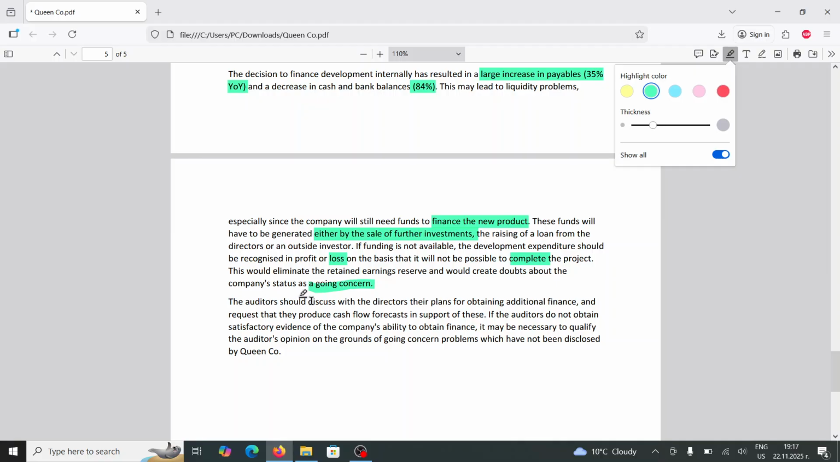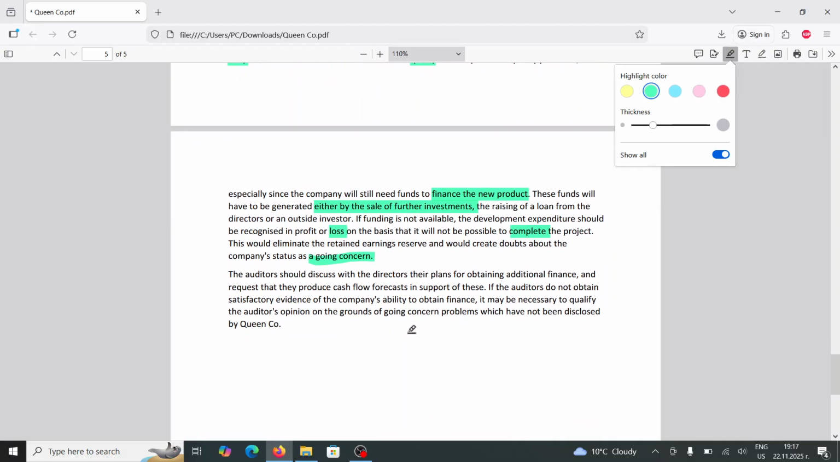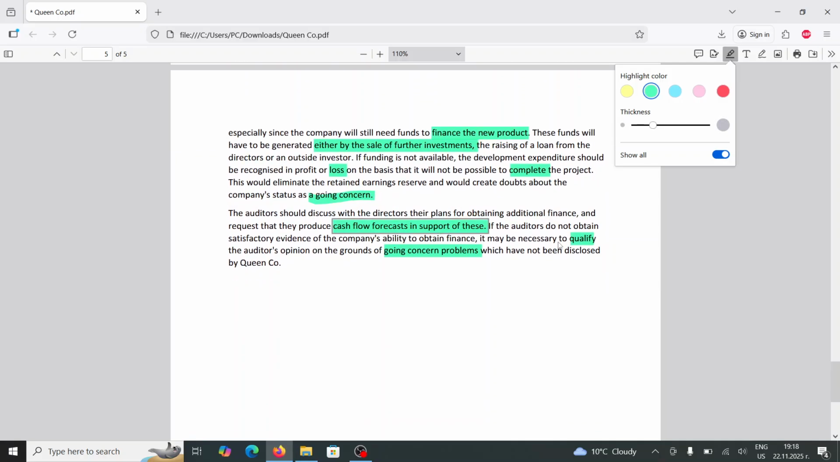And finally, the auditor should discuss with the directors their plans for obtaining additional finance and request that they produce cash flow forecasts in support of these. This is because the cash flow forecasts prove the ability of the company to pay back the potential loan that they will receive. If the auditors do not obtain satisfactory evidence of the company's ability to obtain finance, it may be necessary to qualify the auditor's opinion on the grounds of going concern problems which have not been disclosed by Queen Company. So this is generally the question.